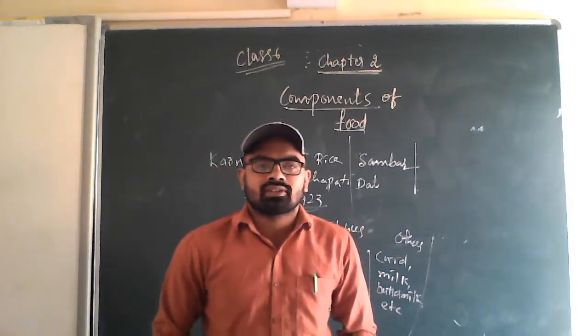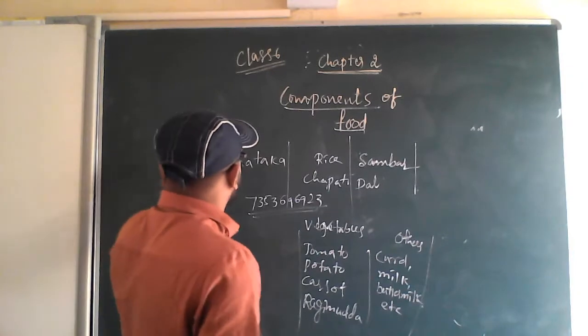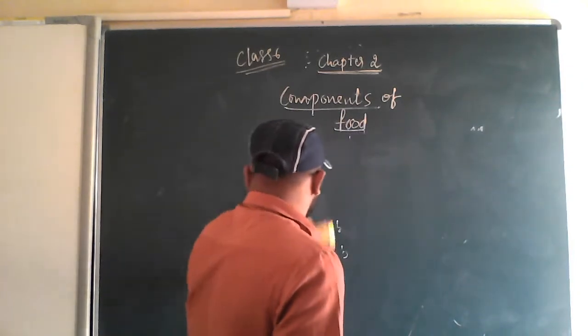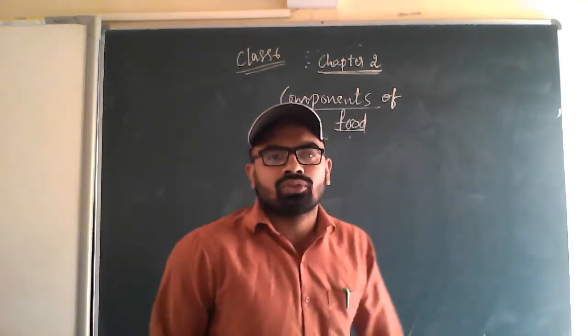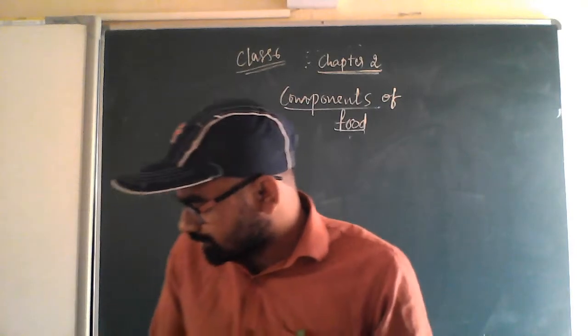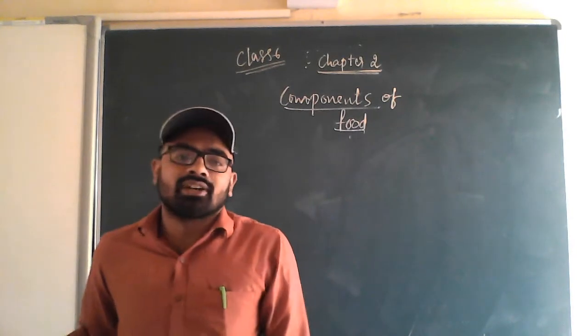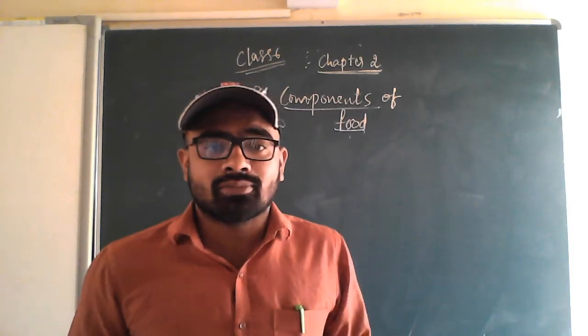Good morning, students. Last class we discussed the components of food. In Karnataka, rice, chapati, and sambar are always famous. I hope you all understood that. So next we will move to the next concept: what do different food items contain?